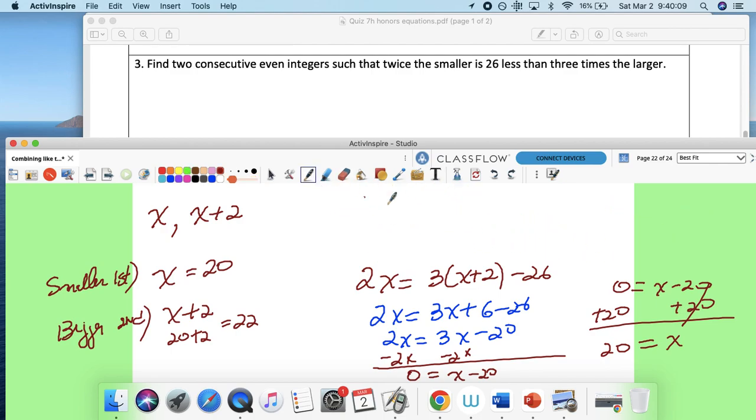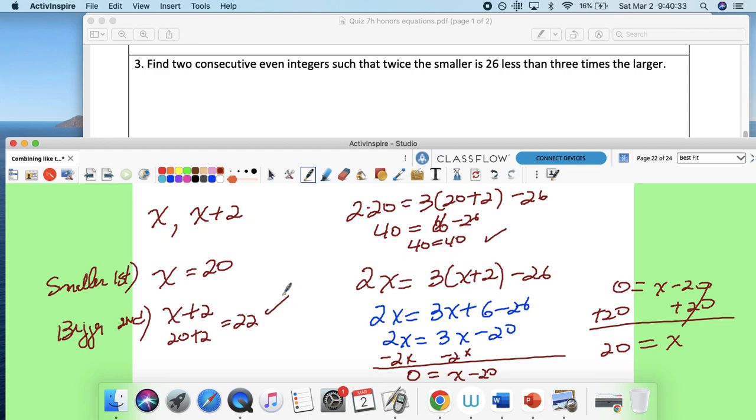Right, so if you're going to check, we're going to get 2 times 20 equals 3 times 20 plus 2 minus 26, so 40. 20 plus 2 is 22. 22 times 3 is 66. Minus 26, and then 40 equals 40. So we know everything is good.